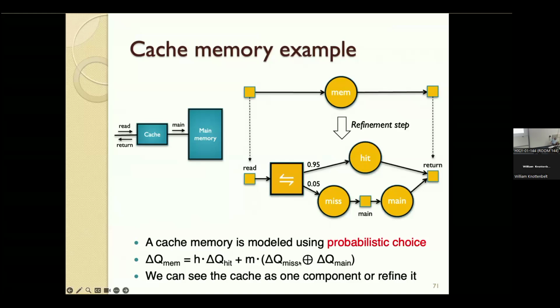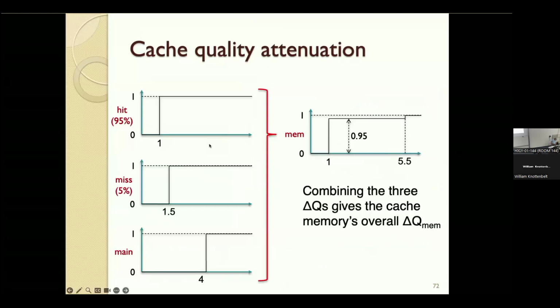So delta Q itself is a function of delay. So here we're doing a computation. This new function, delta QM, is a computation of the three given primitive delta Qs, okay? So you can see with this, we can actually compute the cache behavior. So here's a numeric example.